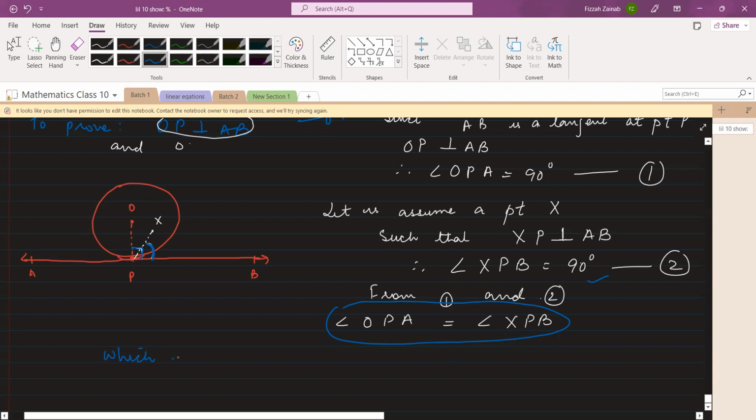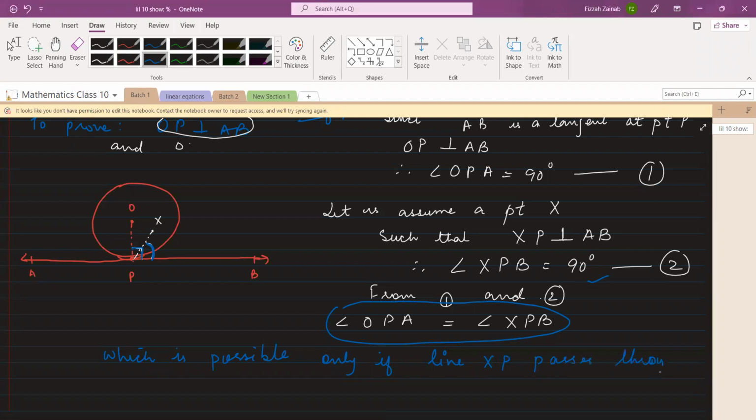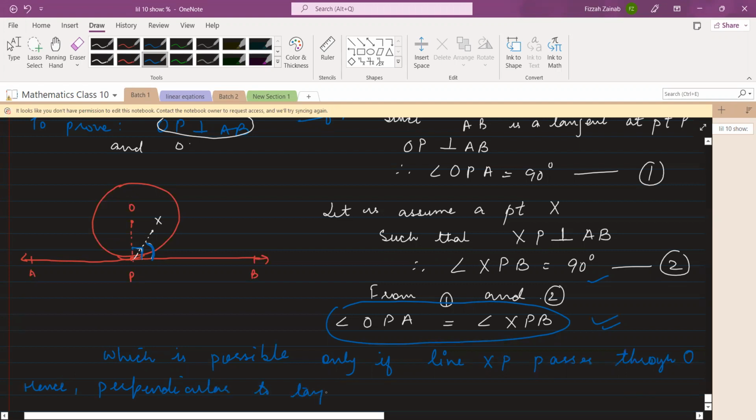Yeah, ma'am. Okay, so which is possible only if the line XP passes through O. Is this understood? Yes, ma'am. Yeah, so then only these two angles can be equal. So hence we can say the perpendicular to the tangent passes through the center.